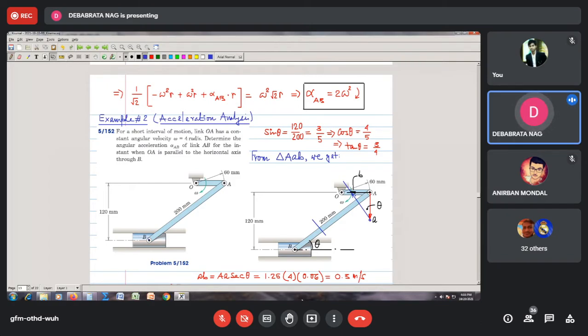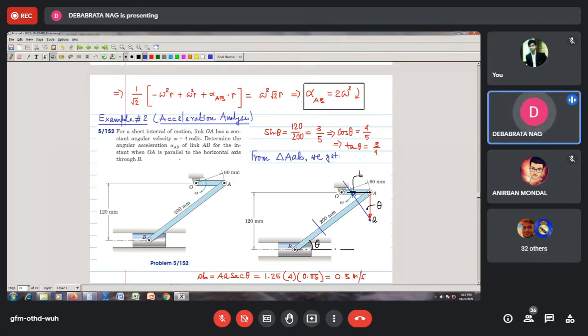This link OA is having an angular velocity of 4 radian per second in the clockwise direction. Determine the angular acceleration of this link AB, that means alpha AB, for the instant when OA is parallel to the horizontal axis through B. Actually, there are two unknowns. One will be the angular acceleration of this link, and another will be the acceleration of this slider B. So a_B and alpha AB will be the two unknowns which you need to find out.